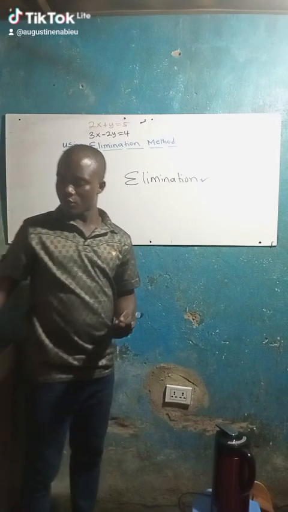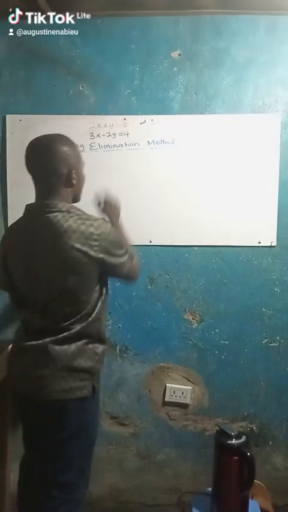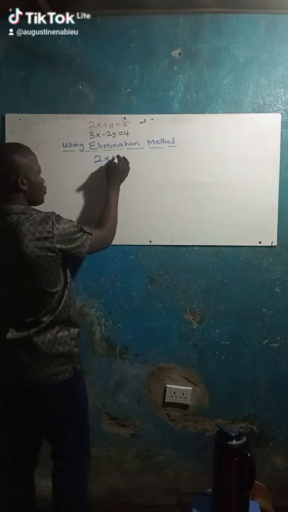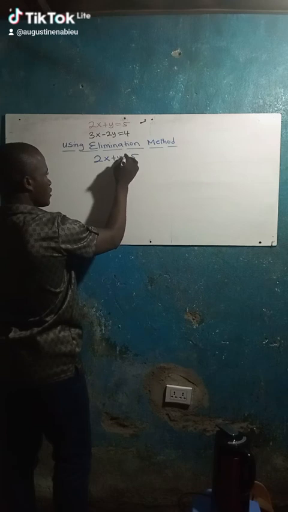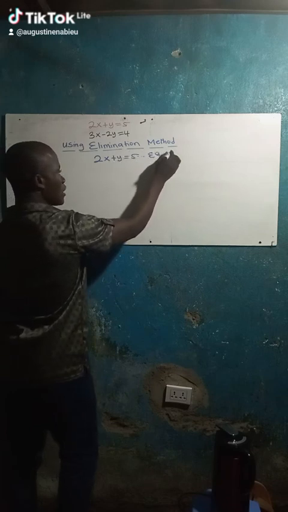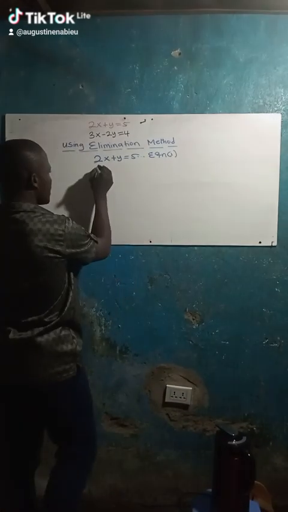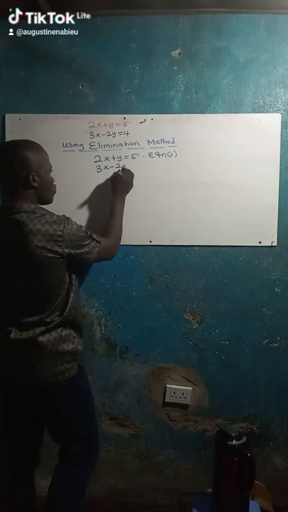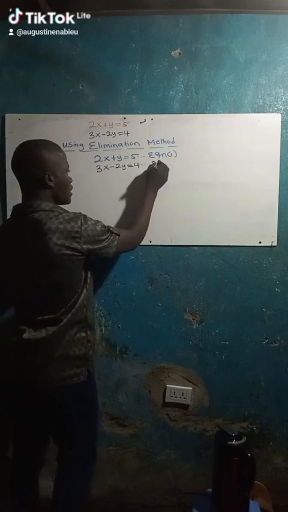Now, let's get started. Let's take for example, I'm going to rewrite the question: 2x plus y is equal to 5. Let's call this equation 1. And the next one here is 3x minus 2y is equal to 4. And let's call this equation 2.